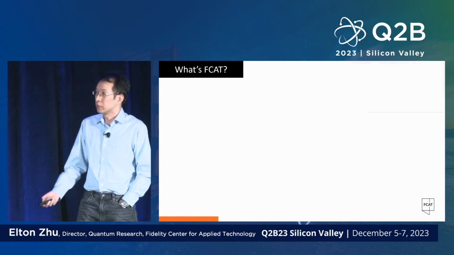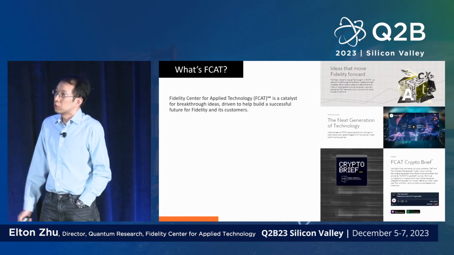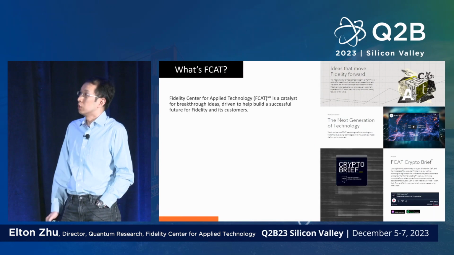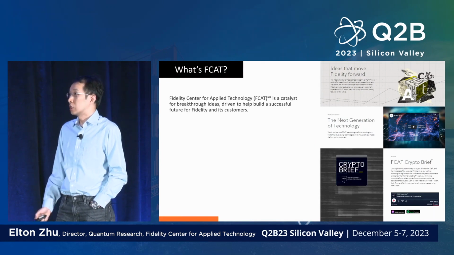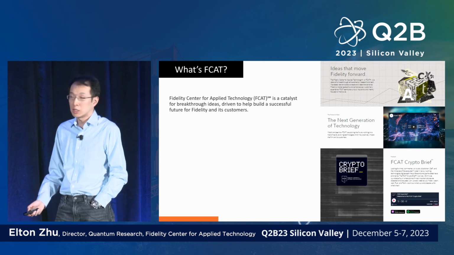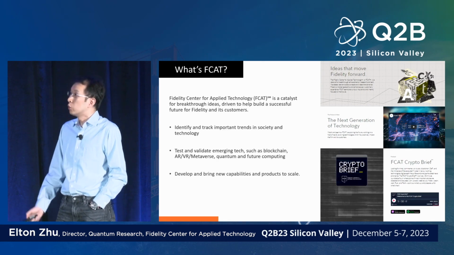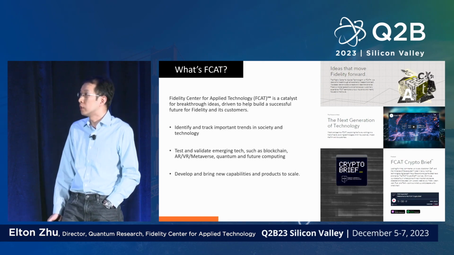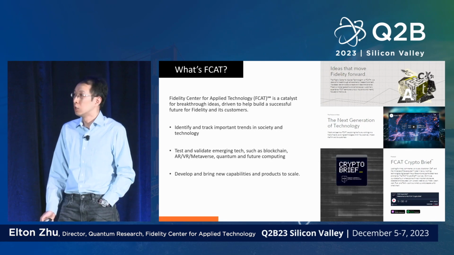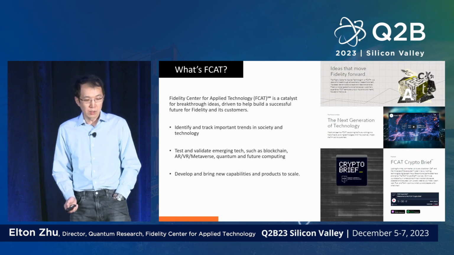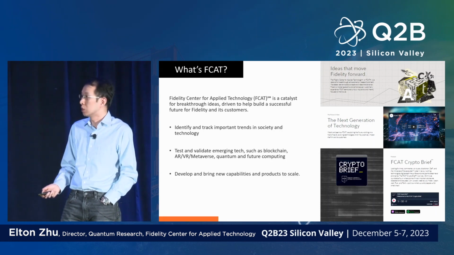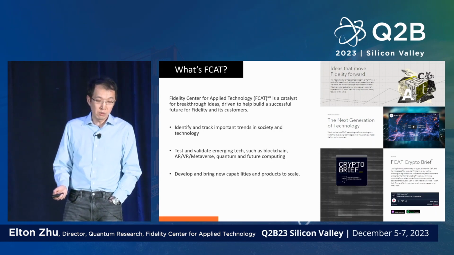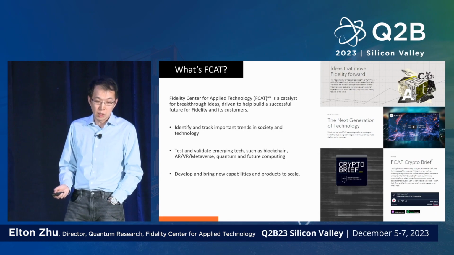What's FCAT? FCAT stands for Fidelity Center for Applied Technology. It's a catalyst for breakthrough ideas driven to help build a successful future for Fidelity and its customers. So we identify and track important trends in society and technology. We test and validate emerging tech, such as blockchain, AR, VR, metaverse, quantum, and future computing. We develop and bring new capabilities and products to scale.